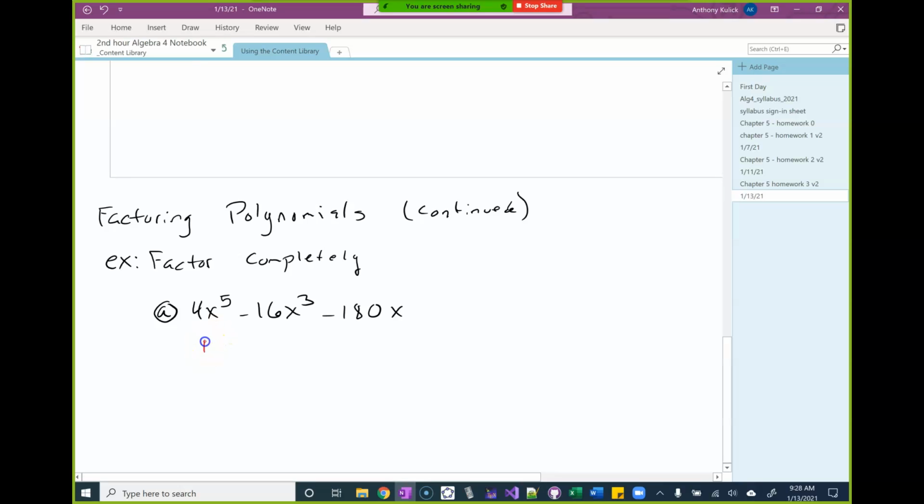So if I look at my factoring tree, the first thing is look for a greatest common factor. So in this problem, is there a greatest common factor?